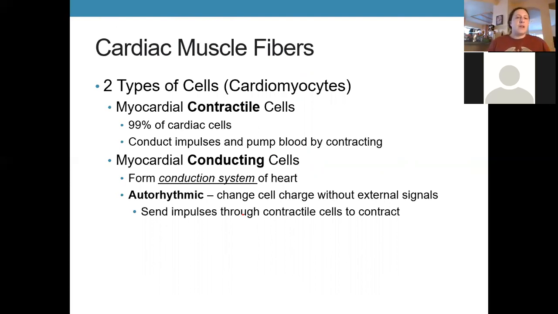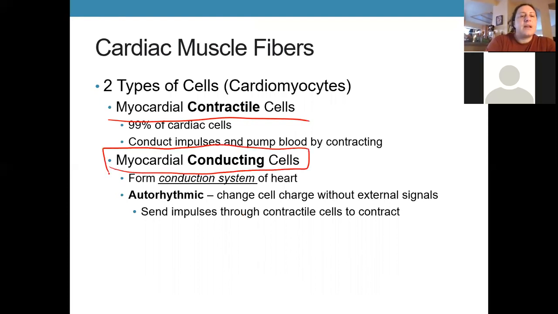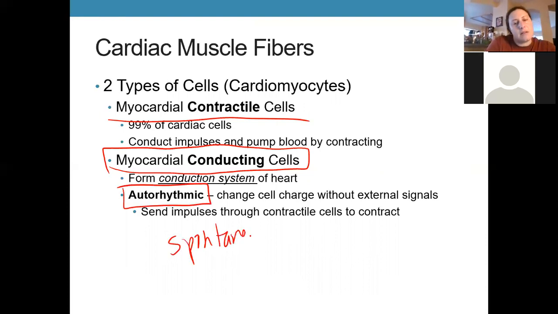in the action potentials. So the major difference here is that there are specialized cardiomyocytes, specialized heart muscle fibers that trigger the heart to pump. There are two types of cells within cardiac muscle fibers. The vast majority are the contractile cells. They're the ones that actually contract and do the job and pump blood in the heart. But there are some that are called conducting cells. They are arranged in an organized fashion throughout the heart to form a conduction system. And they have a quality called autorhythmicity. Autorhythmic cells will spontaneously depolarize and send electrical impulses to whatever they're in contact with. So autorhythmicity means spontaneous depolarization.